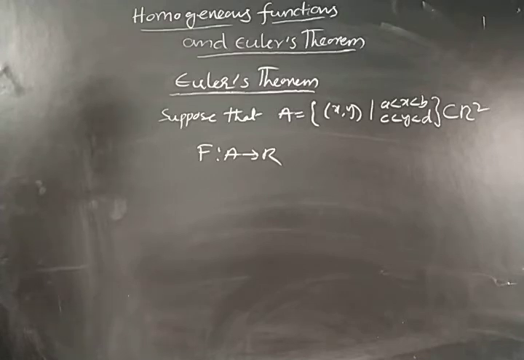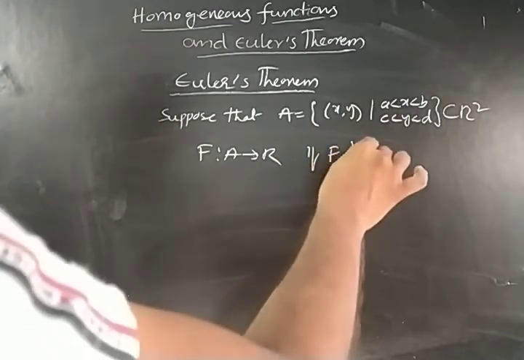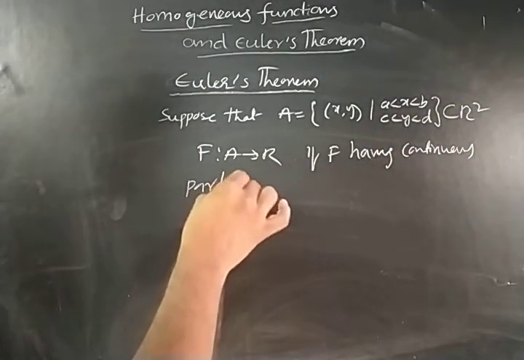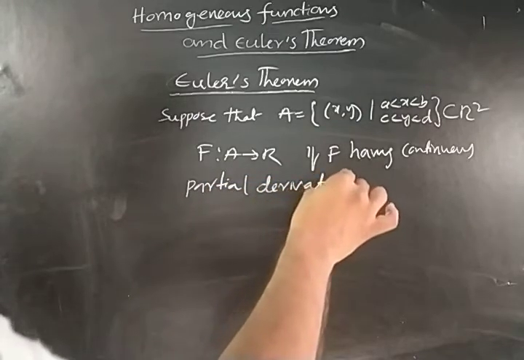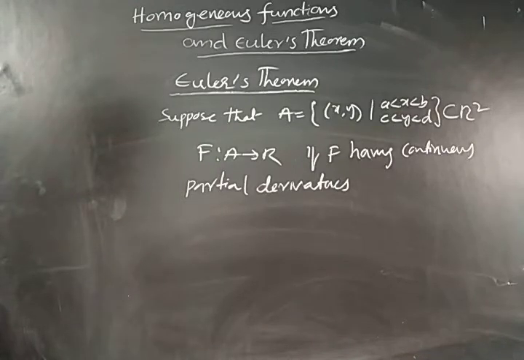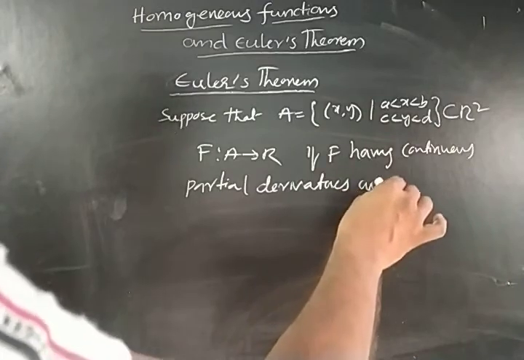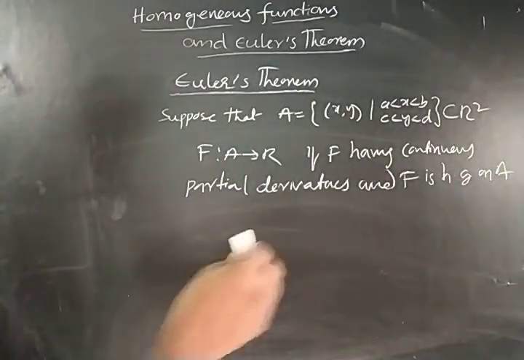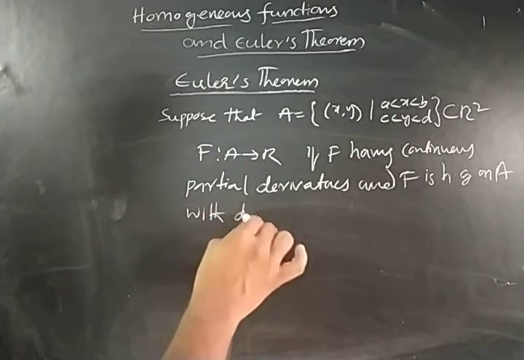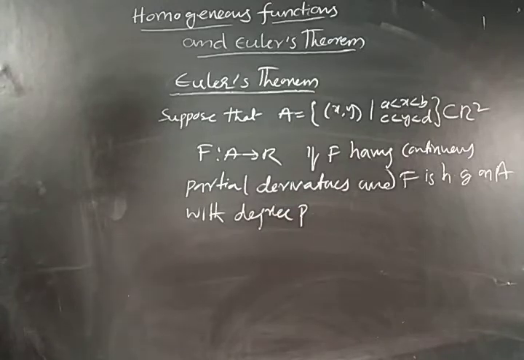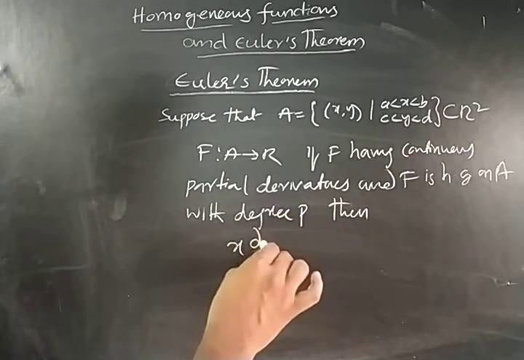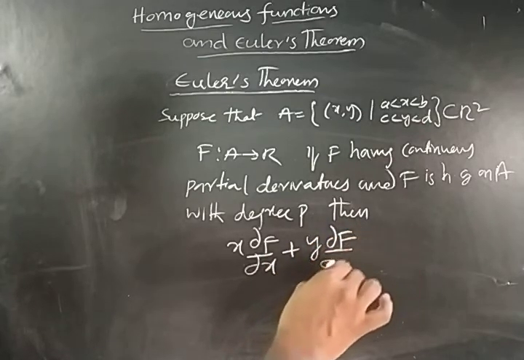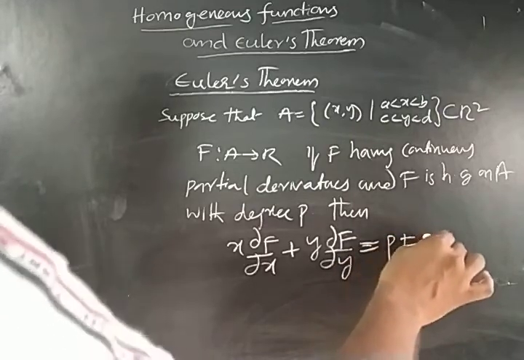Is having continuous partial derivatives. If f is having continuous partial derivatives and homogeneous on A, and f is homogeneous on capital E with degree p, then we should get x into ∂f/∂x plus y into ∂f/∂y is equal to p into f of x comma y.